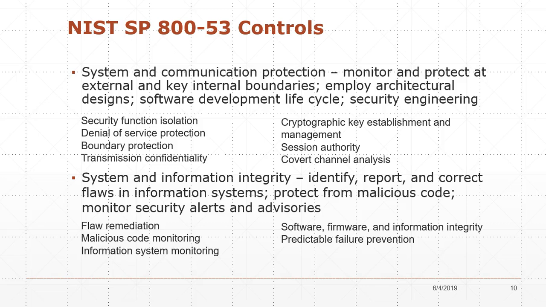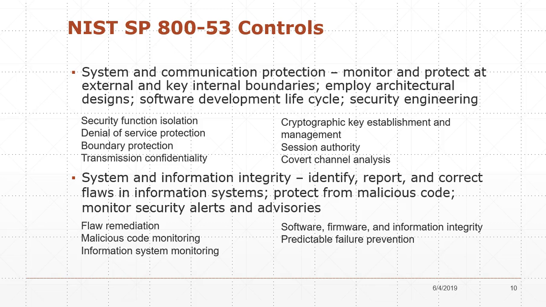And lastly, system and information integrity. You must identify, report, and correct flaws in information systems, protect from malicious code, and monitor security alerts and advisories. Here you're looking at flaw remediation, malicious code monitoring, information system monitoring, software, firmware, and information integrity, and predictable failure prevention.